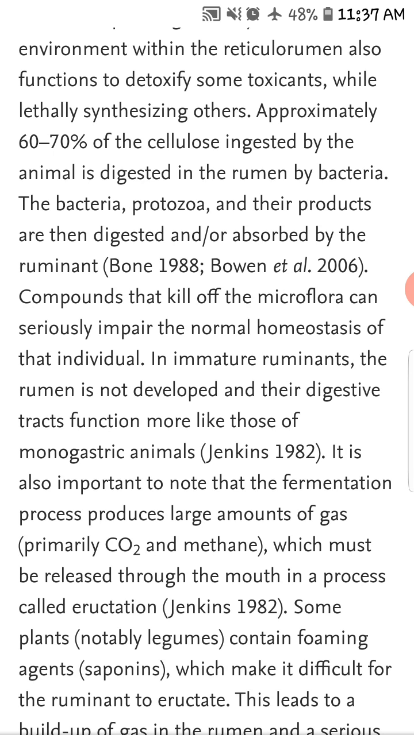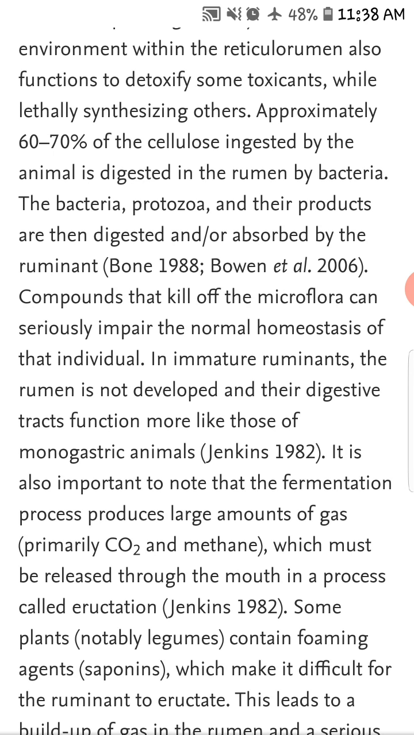In immature ruminants, the rumen is not fully developed and their digestive tract functions like that of monogastric animals. The horse is also not a true ruminant; it is a pseudo-monogastric animal.